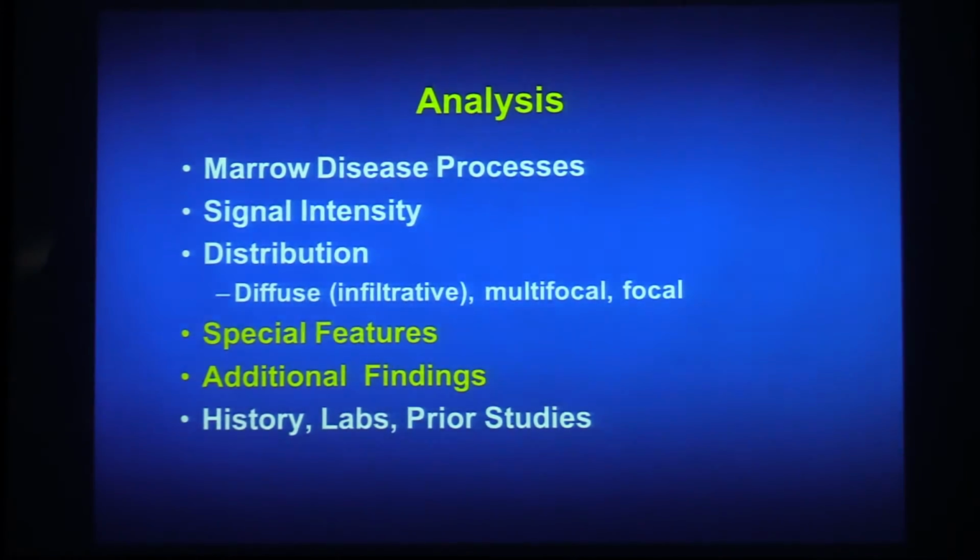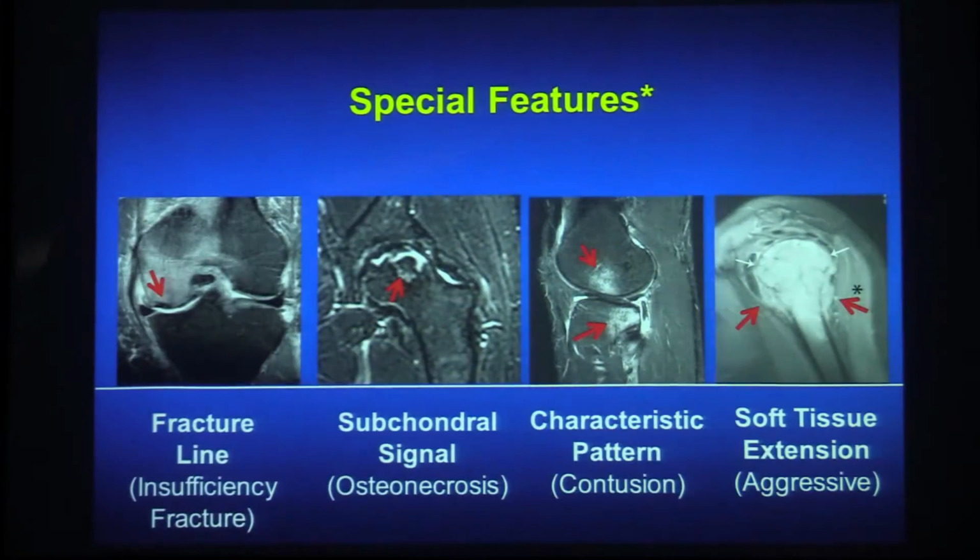But what I want to emphasize is looking for special features and looking for additional findings, because this is often where the radiologist and the radiology resident can make a big difference. So coronal, fat-saturated T2 weighted image of the knee with lots of marrow in the femoral condyle, but we see a low signal transverse line, and that's the fracture line that tells us that this is an insufficiency fracture.